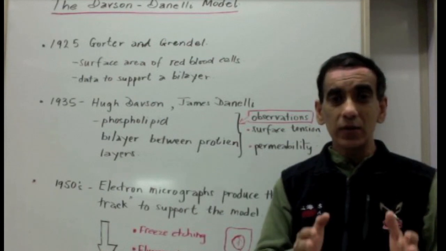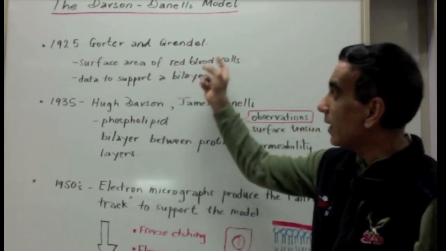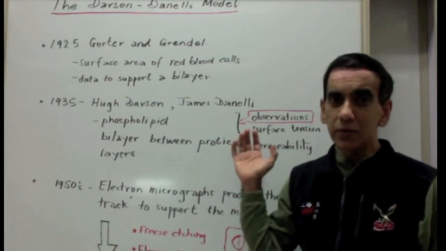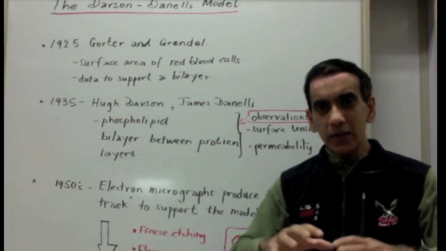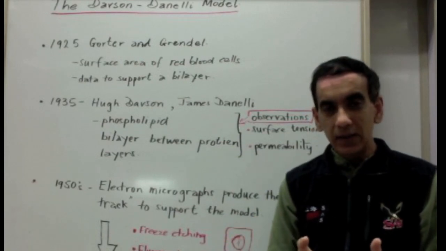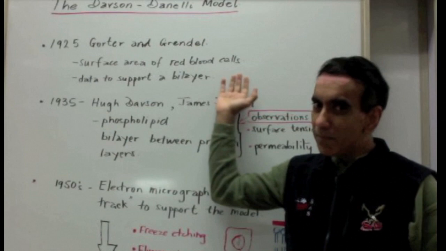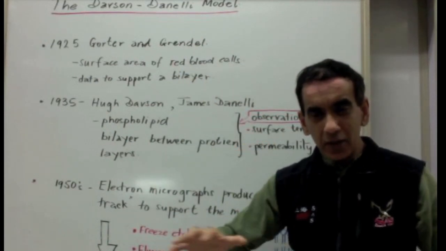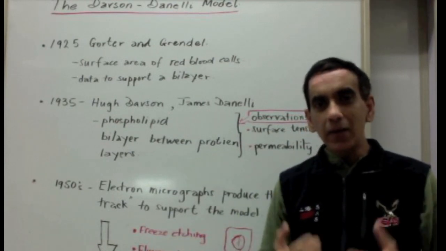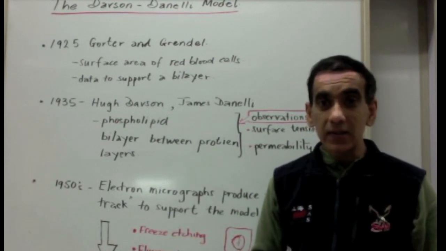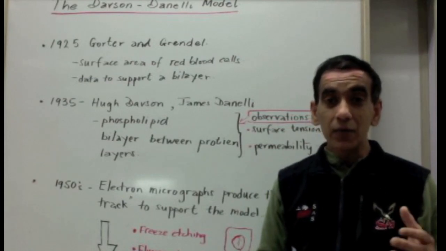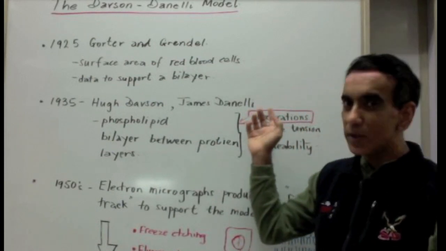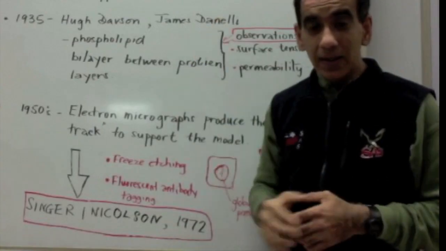Yet, despite the limitations of the light microscope, Gorter and Grendel in 1925 performed a very interesting investigation using erythrocytes, red blood cells. They worked out the surface area of a red blood cell, and then they removed the membrane of those red blood cells. The data they obtained showed that the surface area of the phospholipids that came out of the cell membrane was equal to twice the surface area of the red blood cell. This led them to the conclusion that the cell membrane must be made up of a bilayer, a lipid bilayer.